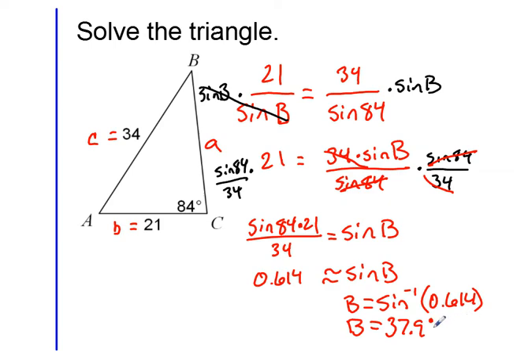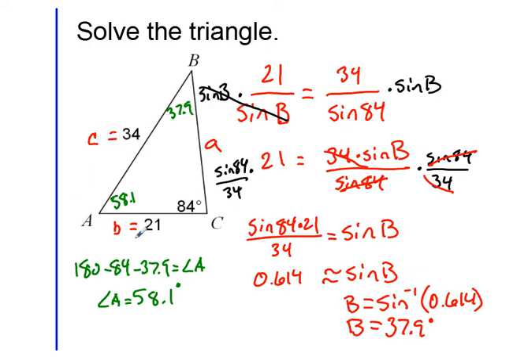Now that I know angle B, I can definitely use it and angle C to find angle A. So 180 degrees minus 84 minus 37.9 will give me angle A. So angle A is equal to 58.1 degrees. So I found everything? Well, I'm going to write down what I have found. I found a 58.1. I found a 37.9. I have side C and side B. I don't have side A. So I still need to do that.